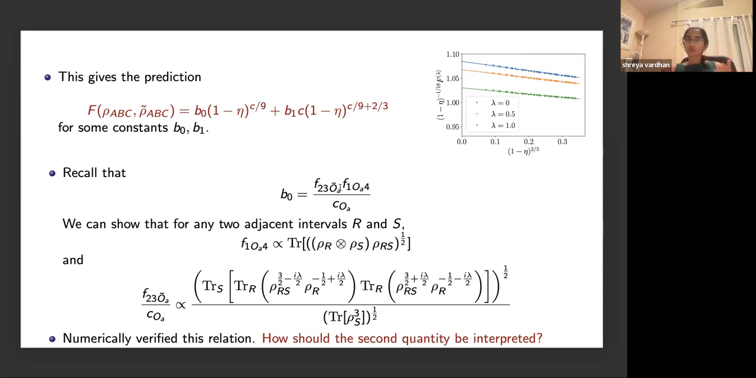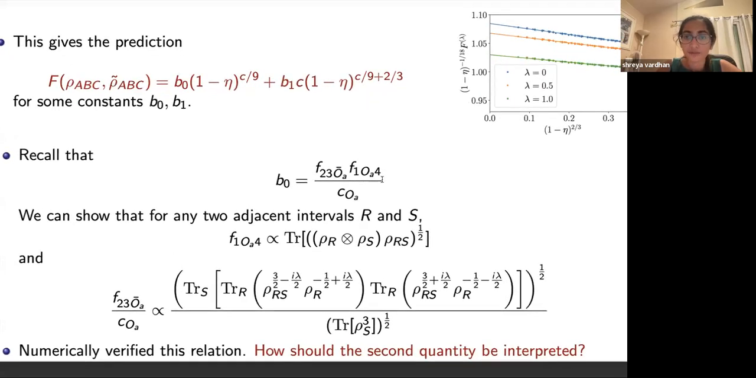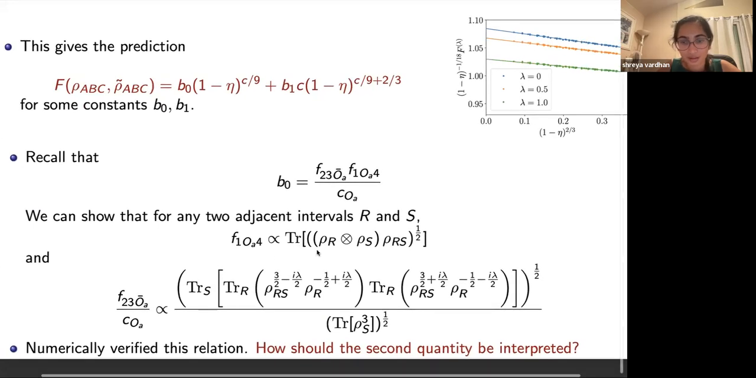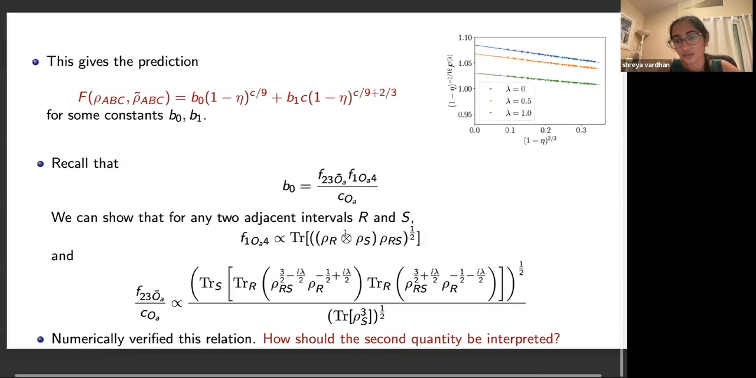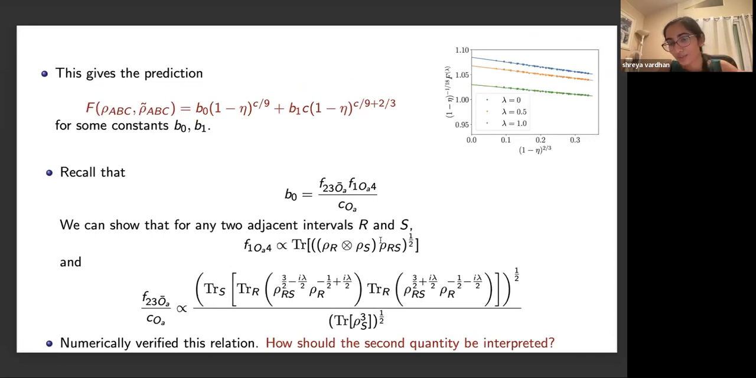And now I can invert the trick that I used earlier to express some function of the density matrix as an n-point function of twist operators. I can now go backwards and take this 3-point function of twist operators and identify it as some function of the density matrix. So I can do this for each of these quantities appearing in this expression. And by doing this, I find that one of these factors, like this F1OA4, is just proportional to the fidelity between rho RS and rho R tensor rho S, where R and S are some adjacent intervals.